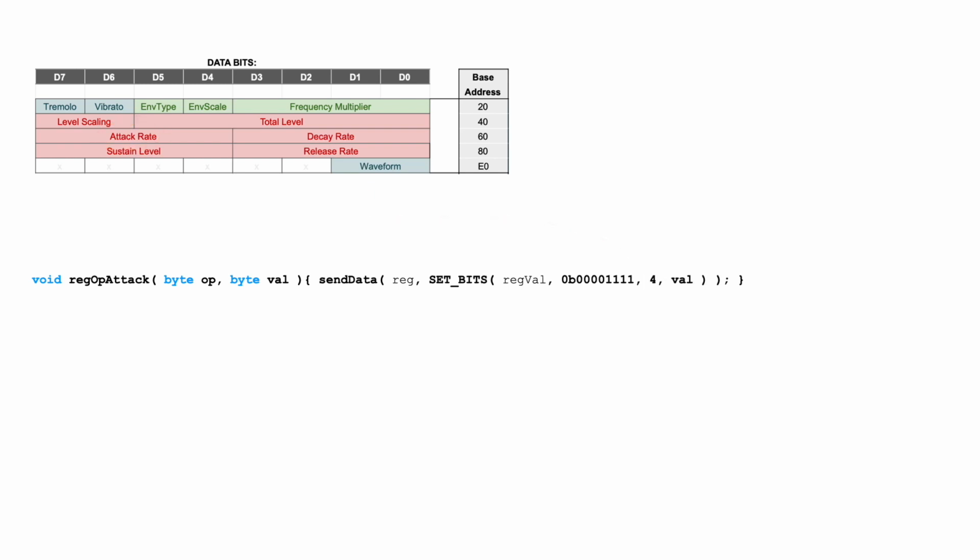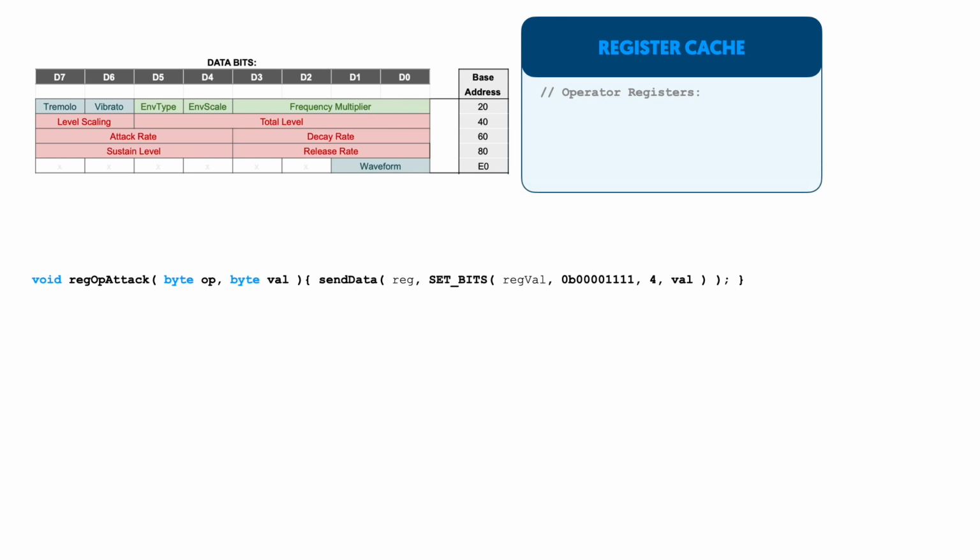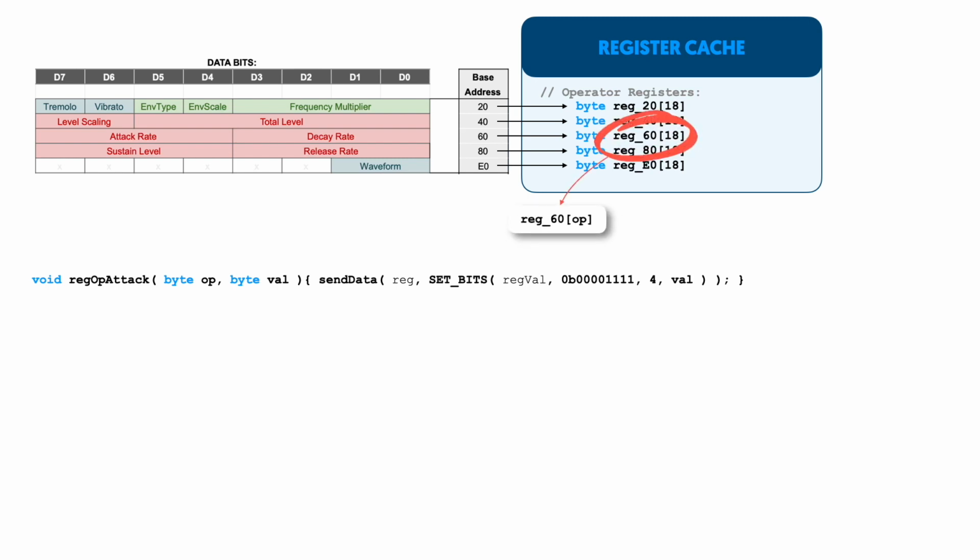And just like channels, our register value is going to be stored in an array, but this one will have 18 bytes because there's 18 operators. So we'll take the reg60 array and pass in the operator of interest, and then stick the whole thing into our function.